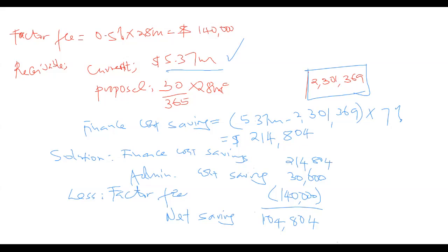Eight oh four. Is it 804? Yes, it's 804, from what you guys gave me. Plus 3,600, plus 30,000. Yes, 30,600. Minus 140. Yes, it's 30,000. Okay, it's okay. Sorry, I saw 36. Okay.